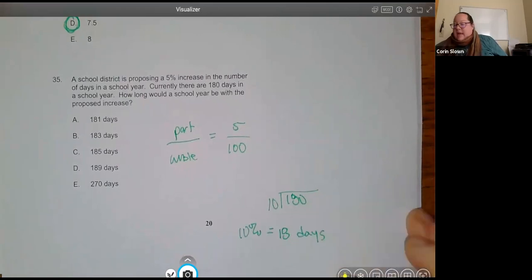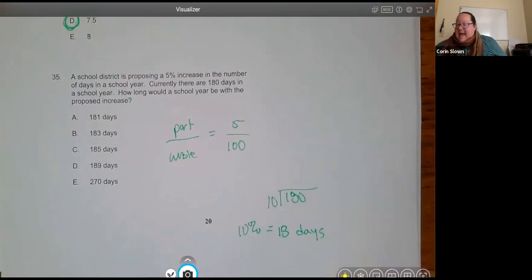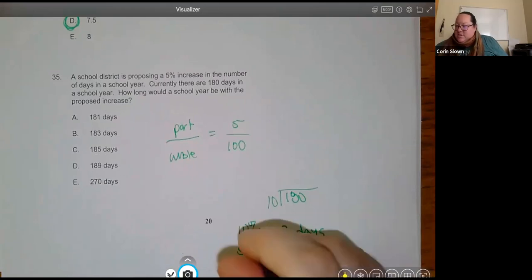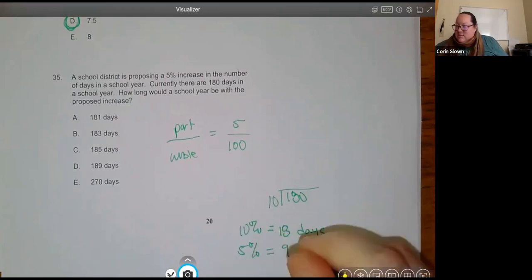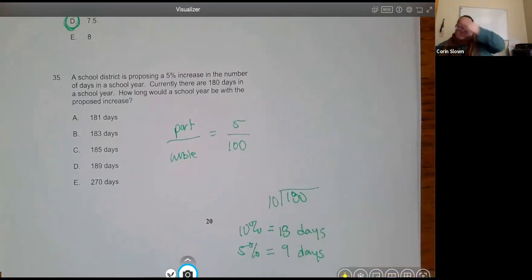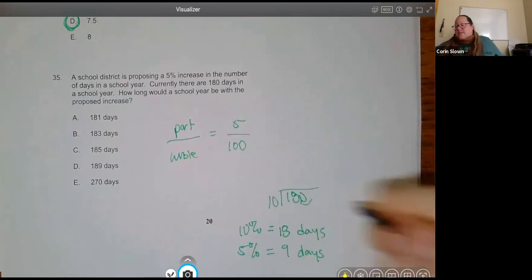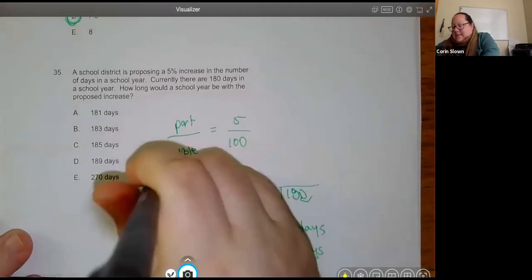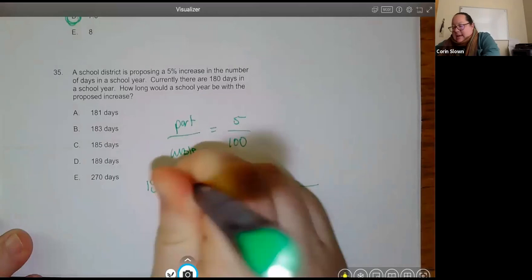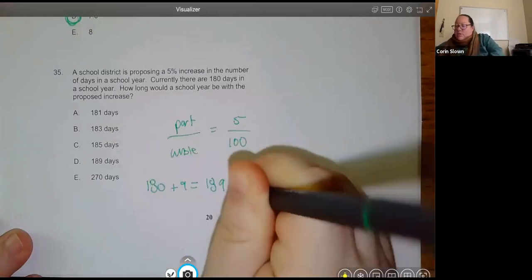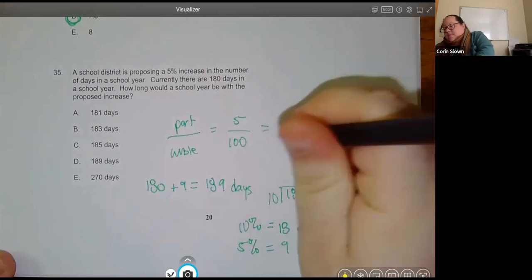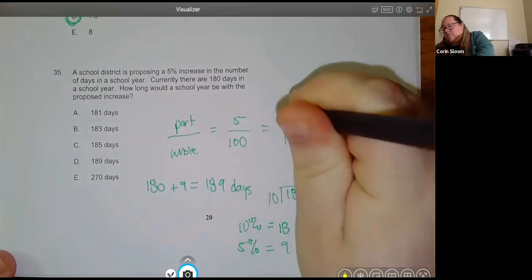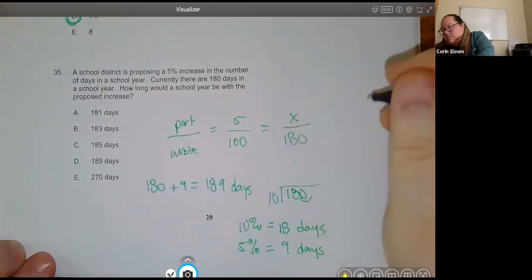So if I think about it, if I need 5%, 5% is half of 10%. So 5% should be 9 days. Right? And so if it's 9 days, then how long would the school year be with the proposed increase? So then it would be 180 plus 9, or 189 days. Now note, you could also go through and solve this problem this way, where you multiply 5 times 180.